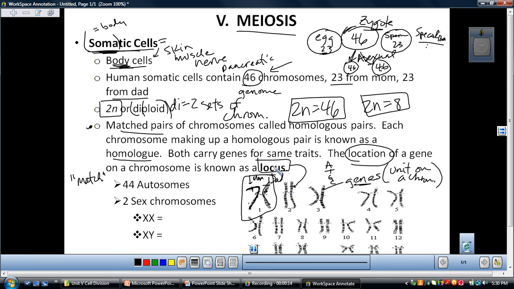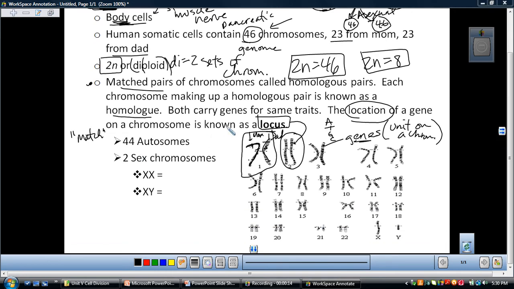found. So we could say, for example, that we know the locus of many genes. In the Human Genome Project, we discovered that, like, on chromosome pair number 2, there's a certain locus that codes for eye color. There's a certain locus that codes for hair color, etc. Okay, so that's what we're referring to there, the location of a certain gene.